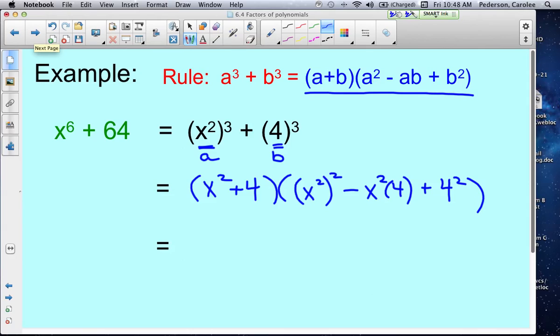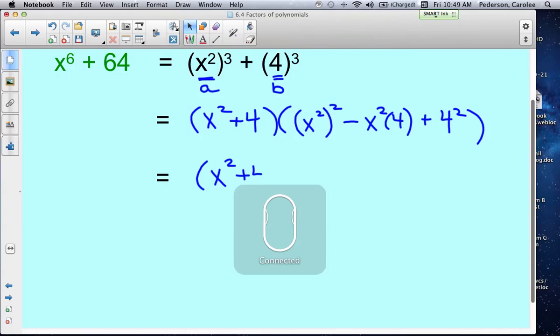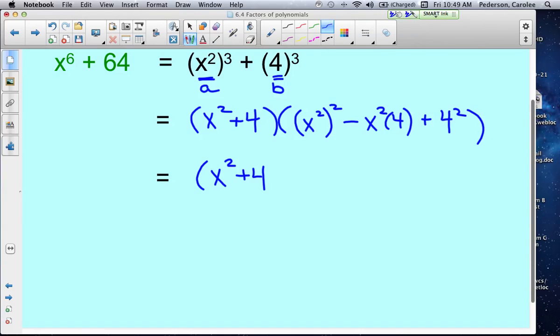Now we got to clean up that second parenthesis. So x squared plus 4 stays as it is, and then x squared squared is a power to a power rule. So x squared squared is x squared times x squared, or x to the 4th. We multiply those powers. And then negative x squared times 4 is negative 4x squared. And then 4 times 4 is 16.